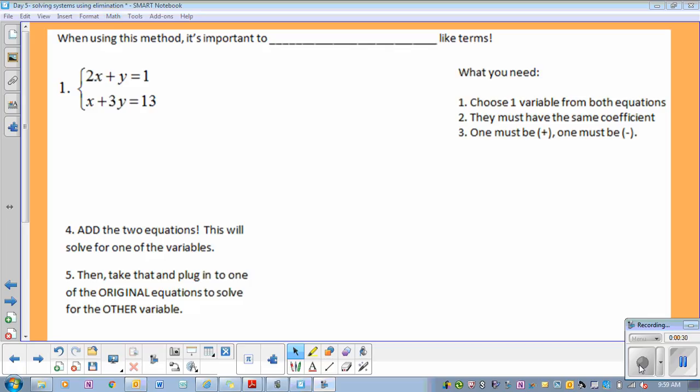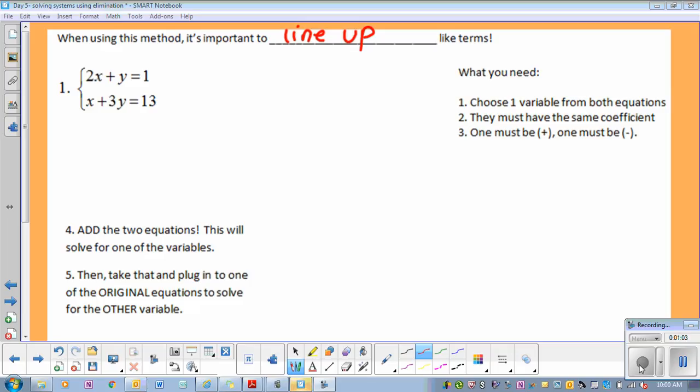Okay, so last time we talked about solving systems algebraically using a method called substitution. So today we're also going to solve algebraically, but we're going to use a different method, and it's called elimination. Okay? So with this method, it's really important that you line up all of your like terms. Okay, so all the x's line up, all the y's line up, and all your numbers line up, that sort of thing. Okay?